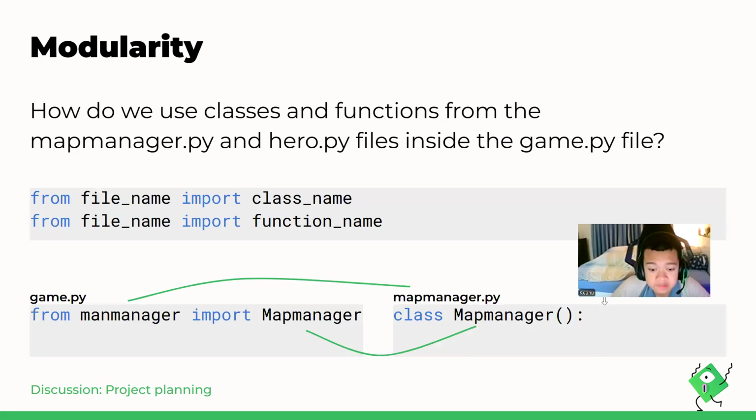So we need to import this one. From the file name, we import the class name, and from the file name again, we import the function name. Then we go for this one: from map manager, we import the map manager. Basically we are importing something from the map manager itself to the game.